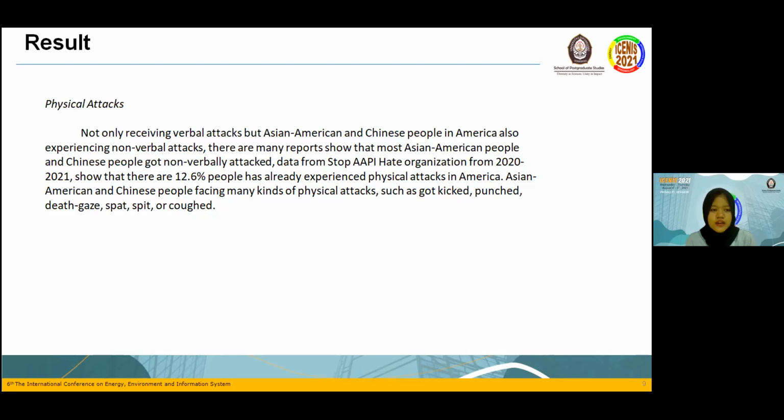attacks in America. Asian American and Chinese people face many kinds of physical attacks, such as gut kicks, punches, death gas, spat, spit, or coke.